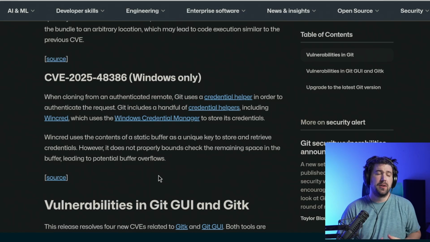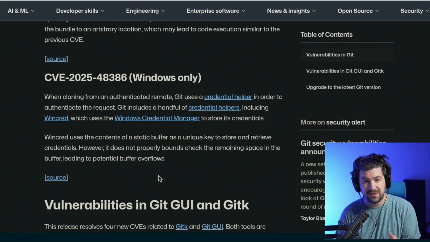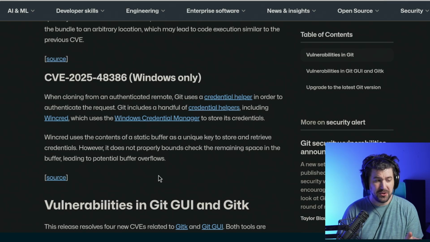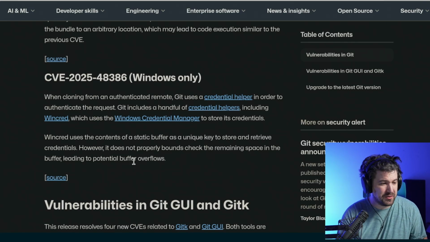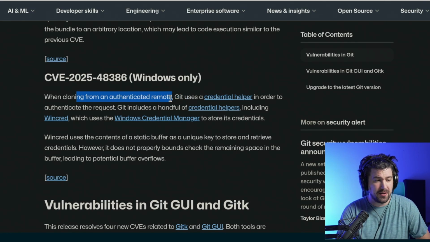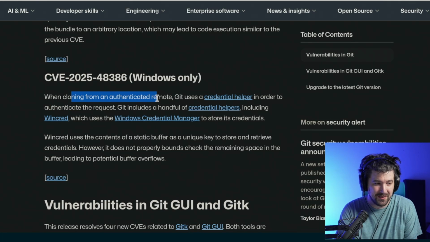So moving on, we get into the Windows only. Now, this isn't the last Linux one, but we do get into a Windows only one. I didn't really study up on this one, so it's going to talk about something Windows. But when cloning from an authenticated remote, Git uses a credential helper in order to authenticate.